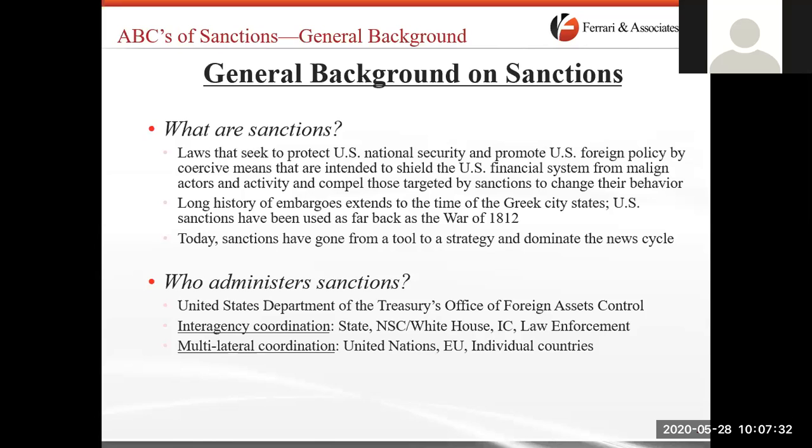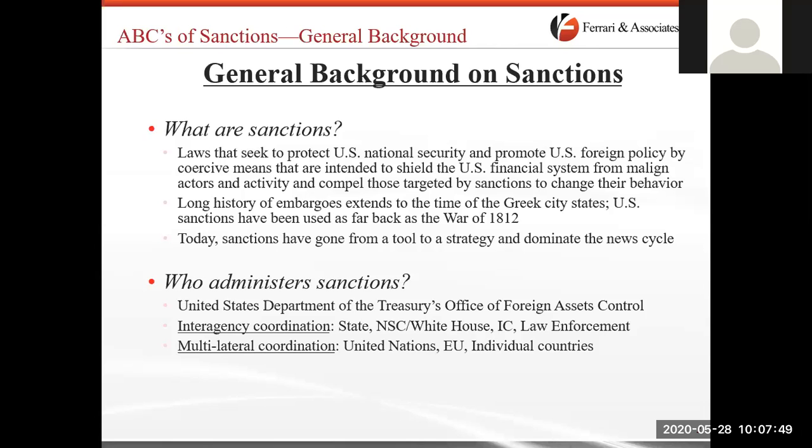Let's just take a moment before we get too far into the presentation to discuss what it is that these sanctions are that we're discussing. What do they do? How are they used? And how are they becoming more and more relied upon to address contemporary geopolitical events?